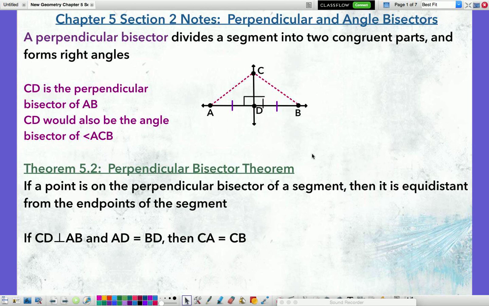Okay, so chapter 5, section 2, perpendicular and angle bisectors. We touched on bisectors before when we were talking about angles and segments. A bisector divides anything into two congruent parts. And here a perpendicular bisector divides a segment into two congruent parts and forms right angles. That is something you have to write down in your notes.